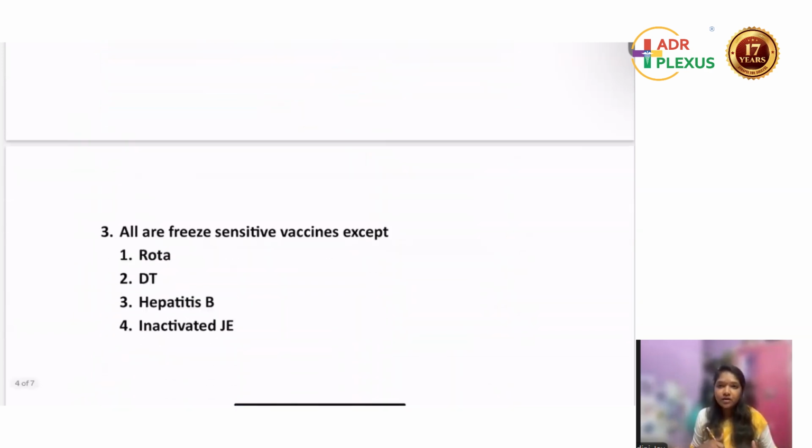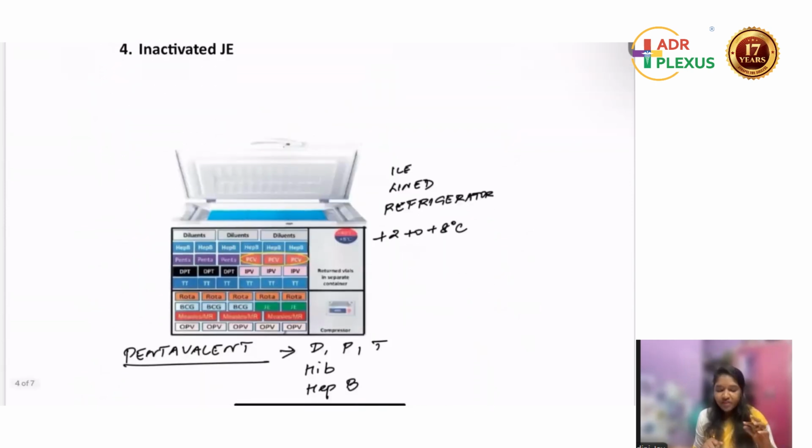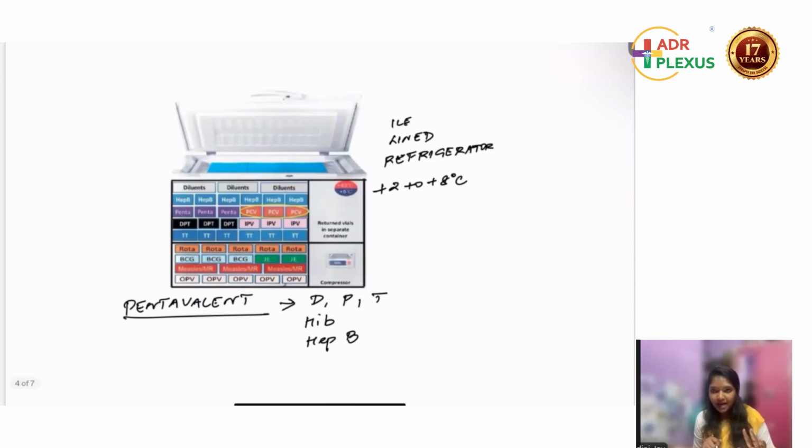The third question: all these vaccines should not be frozen except, they have asked you. Options given were Rota, DT, hepatitis B, and inactivated JE. These were the 4 options given. This also we have discussed in the class. This is straight from our class notes, the image-based notes which we discussed.